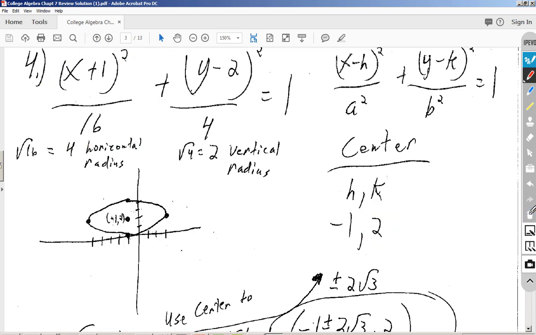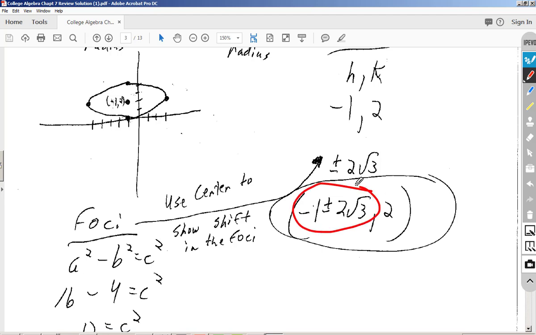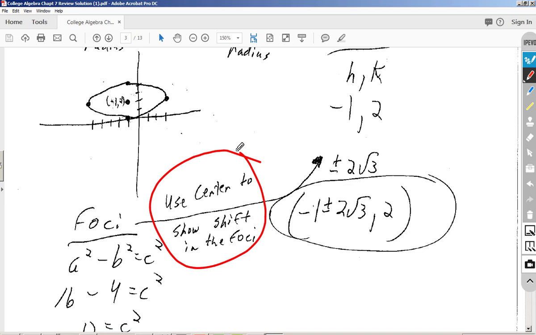So as I go to write this as an ordered pair, I'm going to rewrite it as negative 1 plus or minus 2 square root of 3, and 2. And that would be the location of my foci. So make sure you use the center to show the shift in the foci.